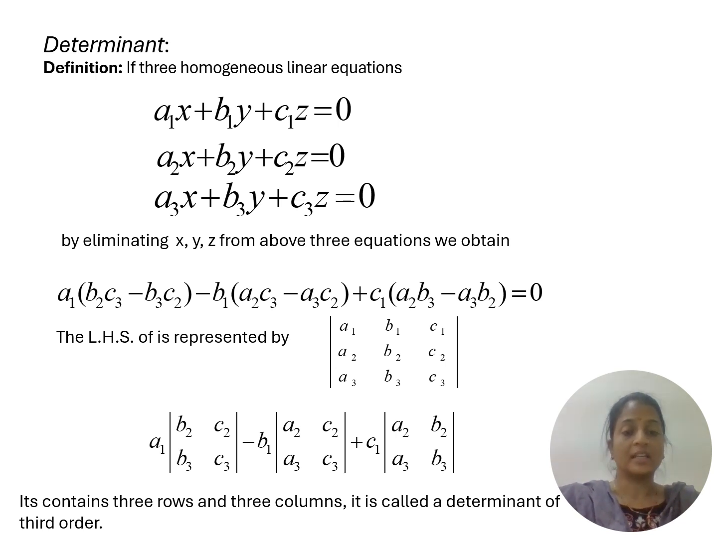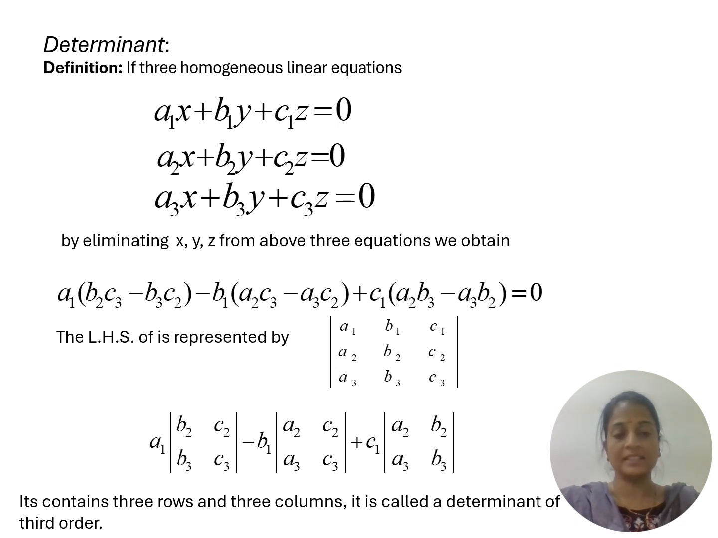For the coefficients in a determinant, we write the coefficients of x, y, z. In these equations, the coefficient of x is a1, a2, a3, so write in the first column a1, a2, a3, and the coefficient of y is b1, b2, b3, so write in the second column b1, b2, b3, and the coefficient of z, c1, c2, c3, write in the third column c1, c2, c3.